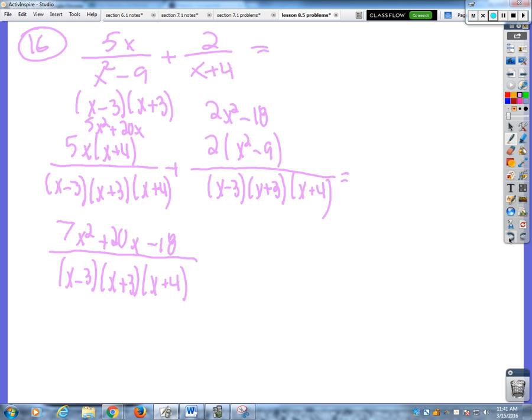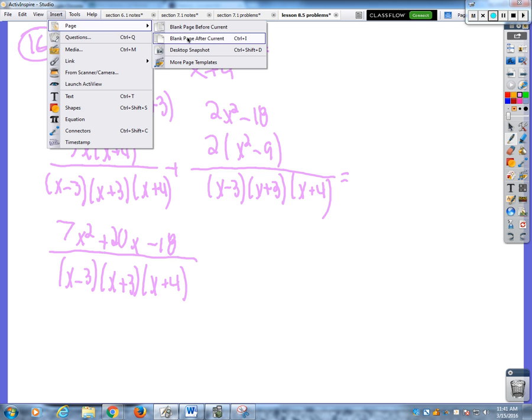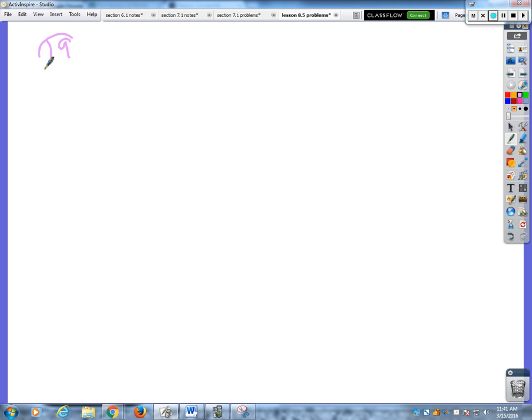Okay, what was the next one? 19. Can you read that problem to me? 3x over x squared minus 9, plus 4. Wait, negative 3x over x squared minus 9. Okay, and then plus 4 over 2x minus 3. Okay, thank you. All right, so we got some factoring to do here again.